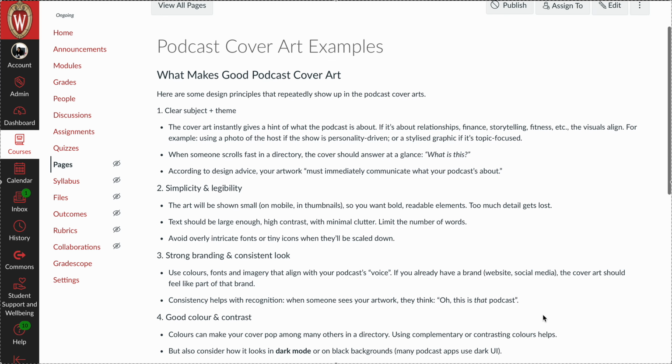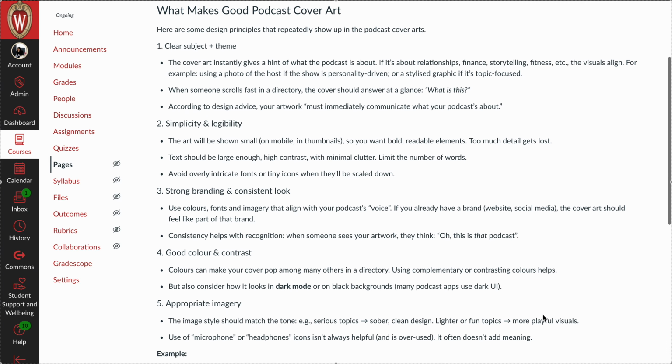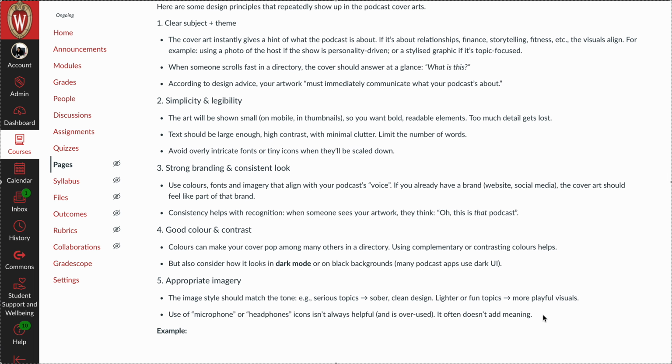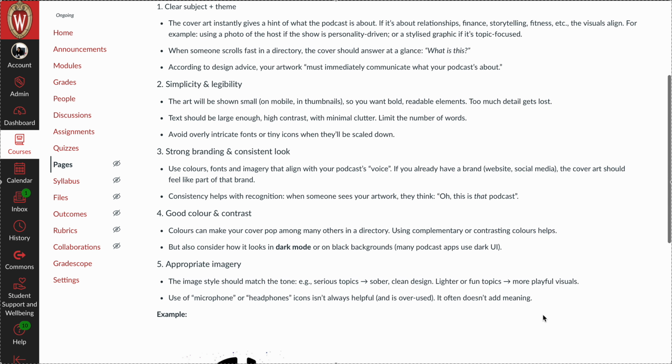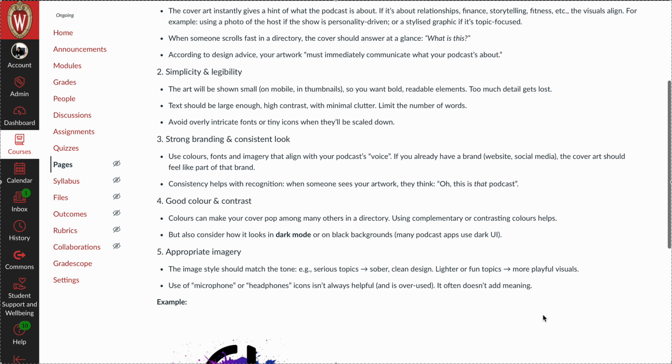So when you're thinking about podcast cover art, there are some design principles that are going to make it good. So you have a clear subject and theme. So the art instantly gives a hint of what the podcast is about. If it's relationship, finance, storytelling, fitness, all of your visuals align. For example, using a picture of a host if it's personality driven, or if it's topic focused, using a graphic of that. So when someone is scrolling, you have to think about this. If someone was scrolling and just looking really fast, they should be able to say, well, what is this? And it must immediately communicate what your podcast is about.